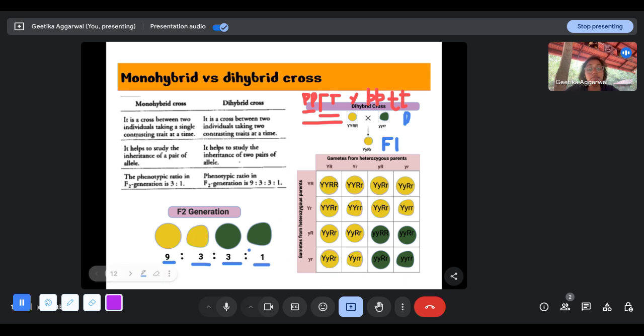So out of these 16 outcomes, you get 9 plants with yellow and round seeds, 3 plants with yellow and wrinkled seeds, 3 plants with green and round seeds, and 1 plant with a green and wrinkled seed. So this is what a dihybrid cross is. I hope it is clear to all of you.